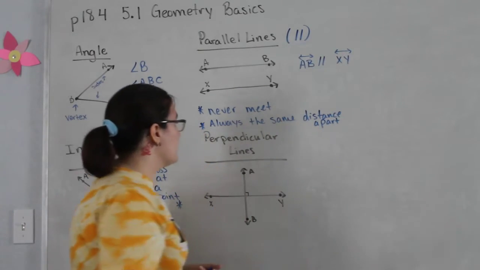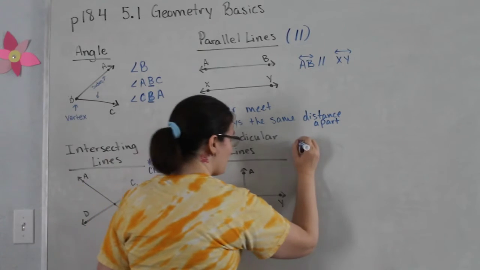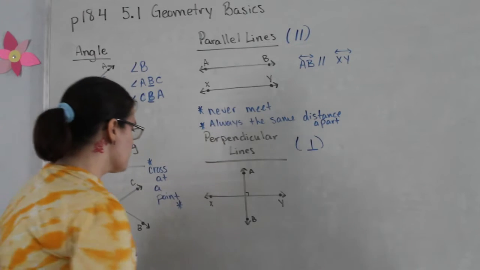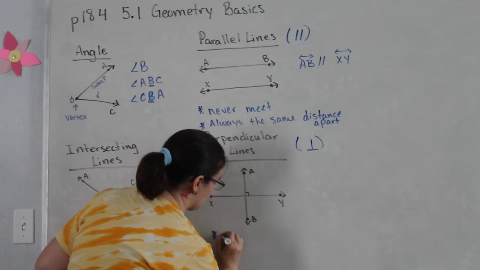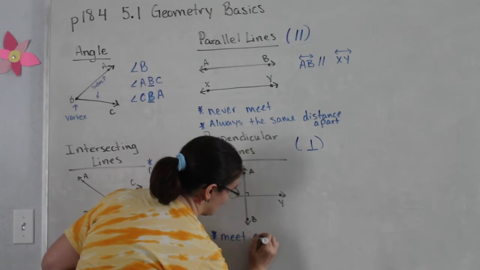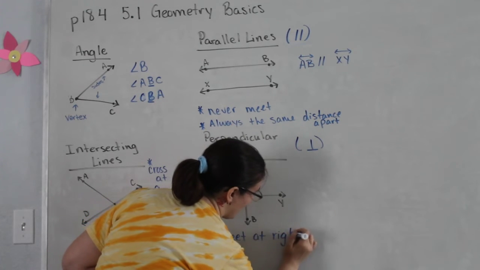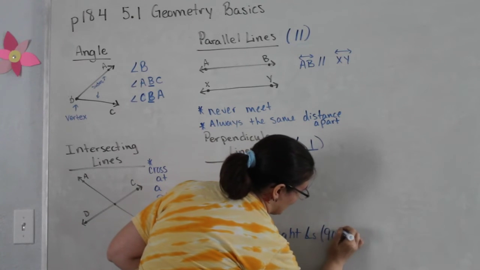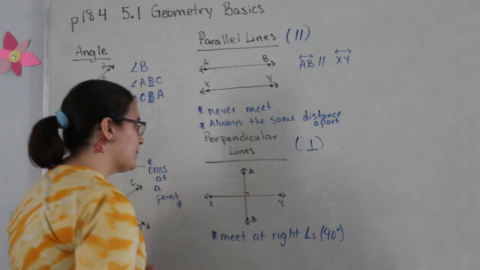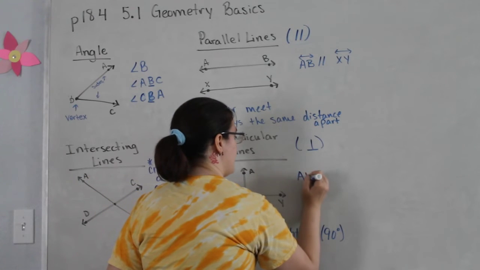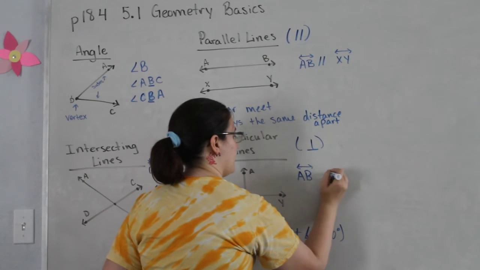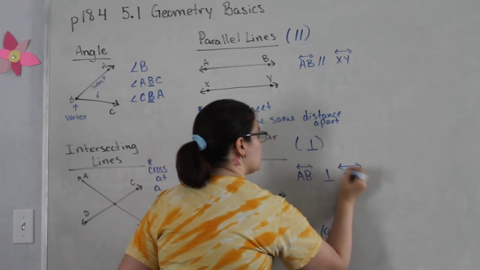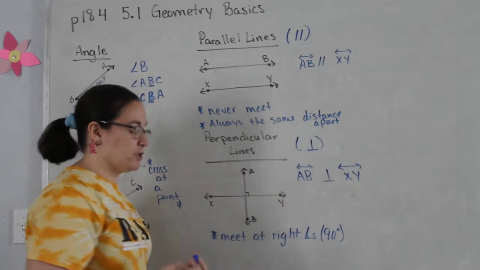When we move down to perpendicular, you can see I've talked about this before with 7th grade. It's an upside down capital T. Now, perpendicular lines actually meet at right angles. So they meet at right angles, otherwise known as 90 degrees. And you simply write this by saying AB is perpendicular to XY. Very similar to the parallel lines, you just simply change the symbol.